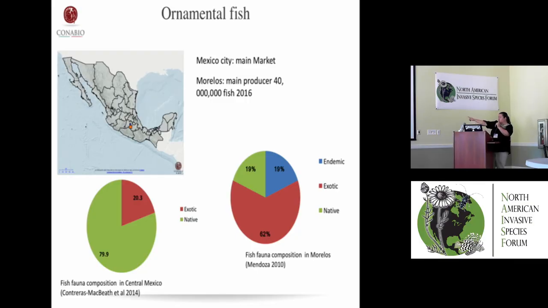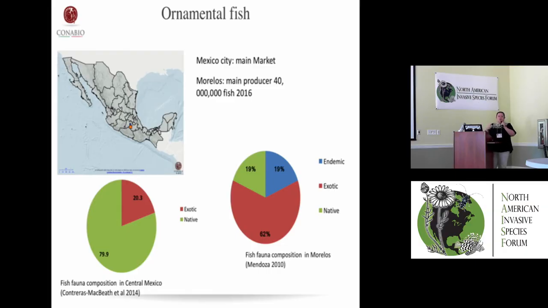So we have these 2 data sets for Morelos: that's the fish fauna composition in 2000, and that's the data from 2010. You can see that over half of the fish found in rivers or natural ecosystems in Morelos is exotic. And the other one, that's more recent, is all of central Mexico, but again, there's a whole chunk of exotic fish already within the ecosystem. So we're really focusing on them as a source of escapes.